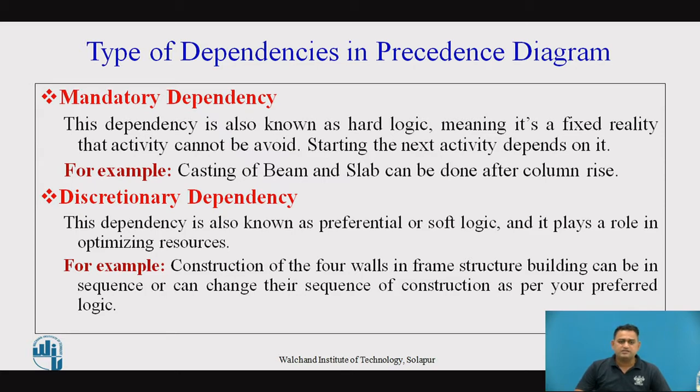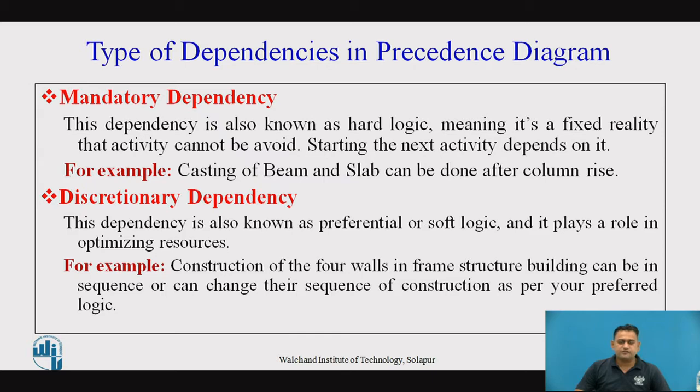Next is the discretionary dependency. This is a dependency which is also known as optional, or you can say preferable type of dependency. It plays an important role, and it also helps us go for optimum utilization of resources, because this type of dependency can help us manage the overall resources available on the site.